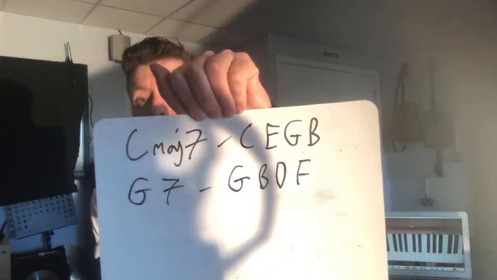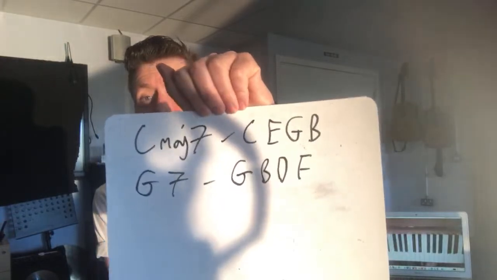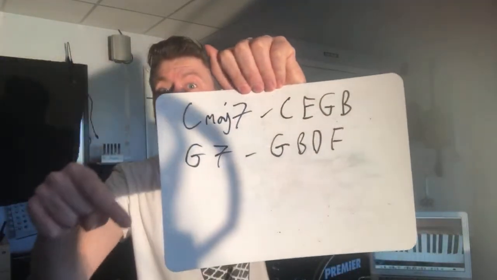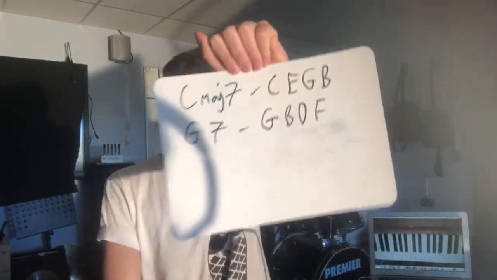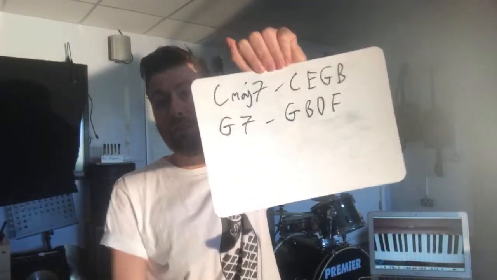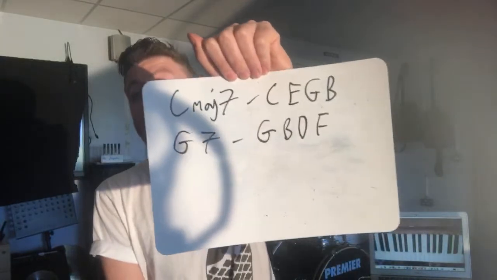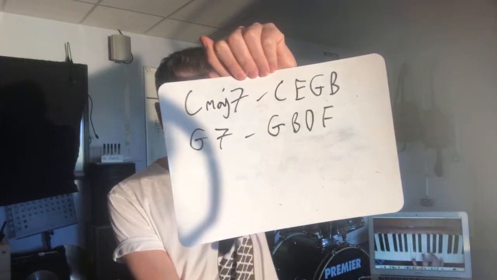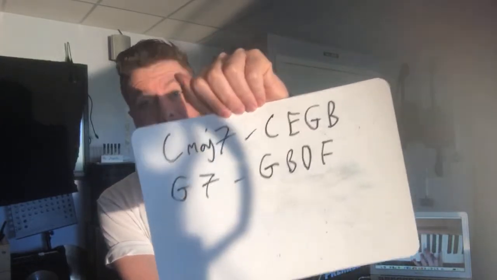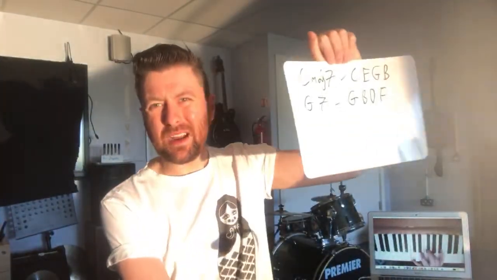is a 7. A major 7 is one semitone down from the octave of the root note. So a B is one semitone down from C. A 7 is two semitones down. So a C7 would be C, E, G, B flat, which is a way more bluesy sounding chord.